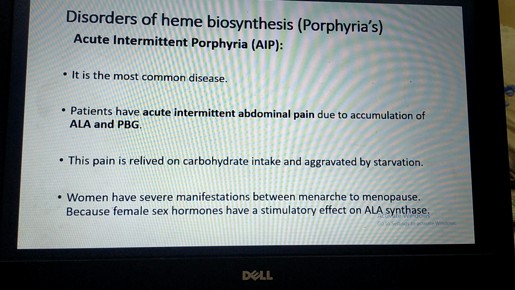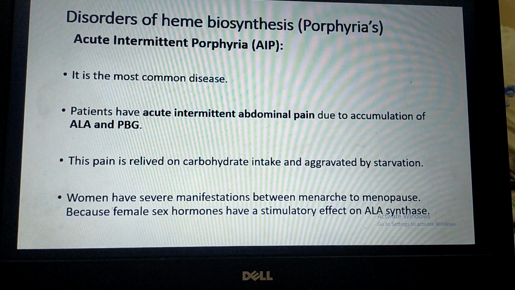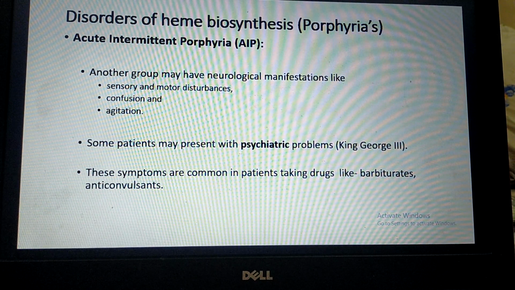So the level of this enzyme is high between menarche to menopause. Before menarche and after menopause, the patient has less severe symptoms of acute intermittent porphyria. This acute intermittent porphyria is also characterized by neurological manifestations like sensory and motor disturbances, confusion, agitation.